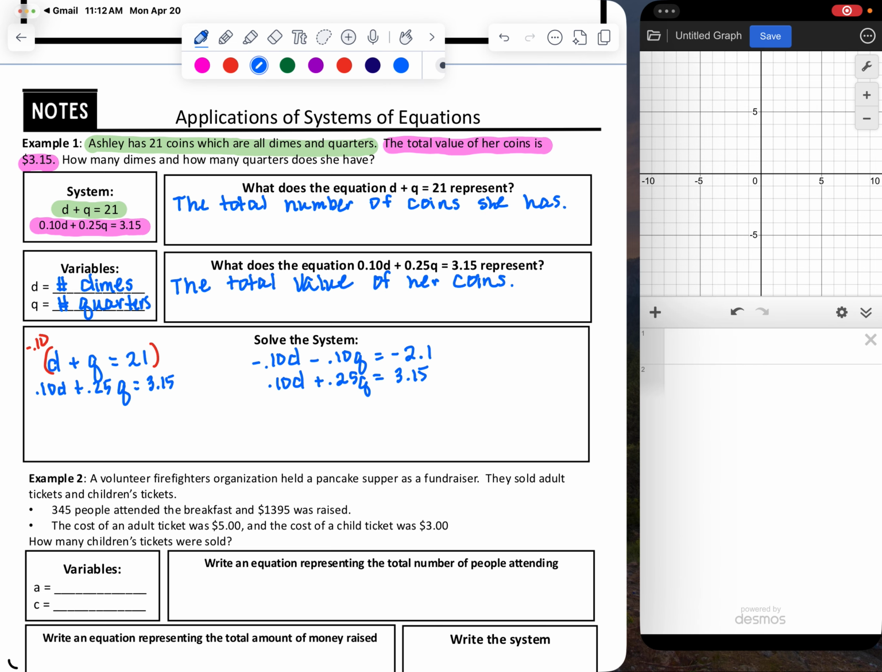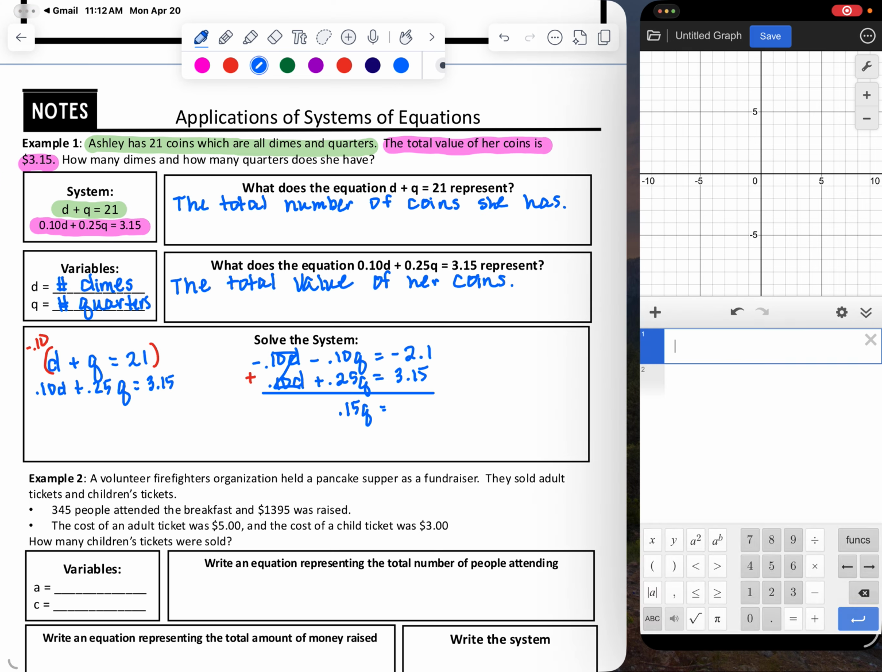Now, notice that we now have opposites. For our dimes, we have negative 0.10 on the top and positive 0.10 on the bottom. So if we were to add these two equations together, this would zero out. And when I add up negative 0.10Q plus 0.25Q, I get 0.15Q. And then negative 2.1 plus 3.15 gives me 1.05. Now divide both sides by 0.15.